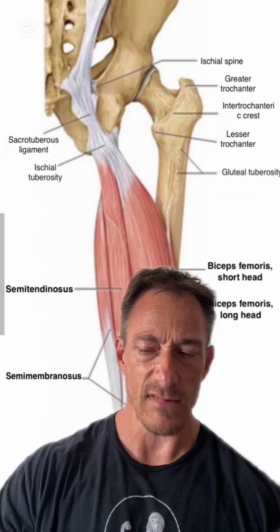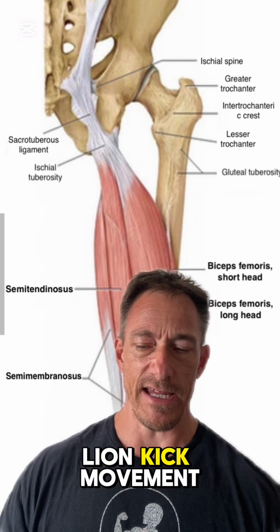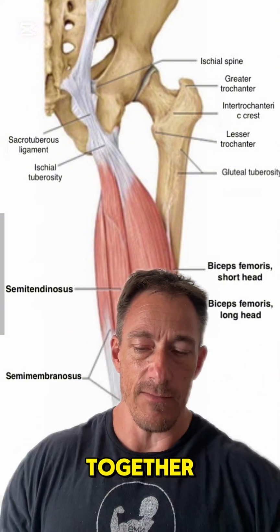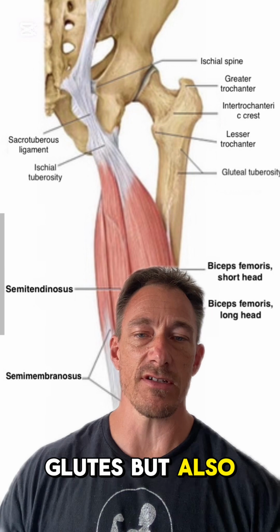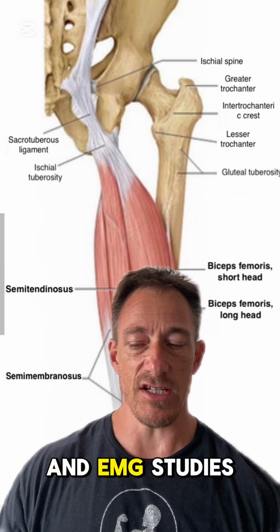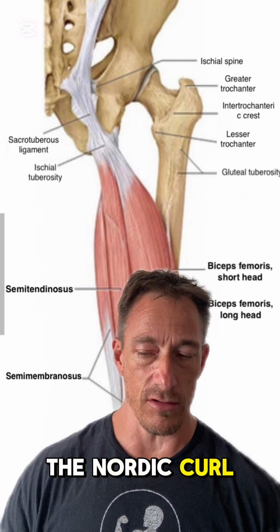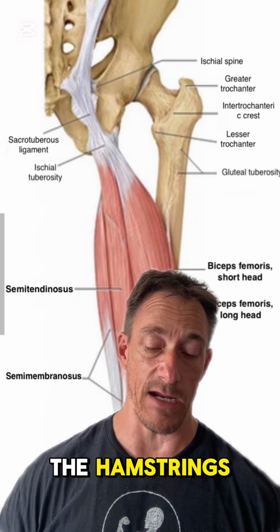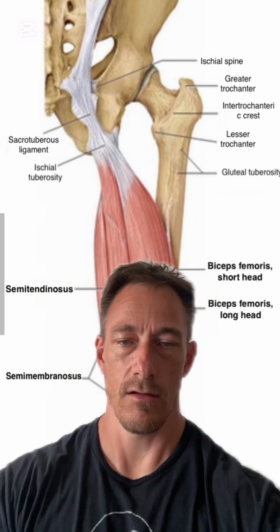And the final one is a lying kick movement, where you lay on the floor and kick your legs up with your feet together. It's very much for glutes, but also does the hamstrings. And EMG studies show that both the Nordic curl and the lying kick are two very good movements for the hamstrings.